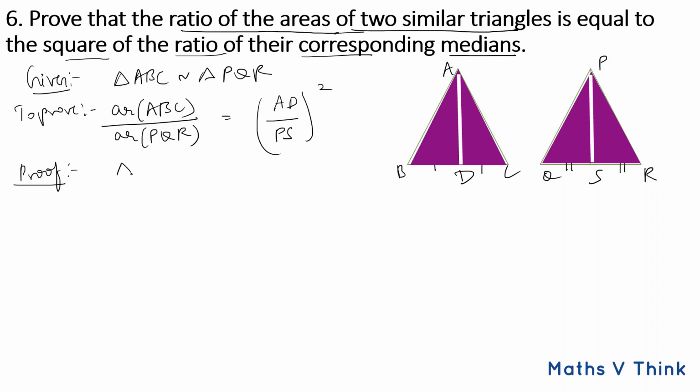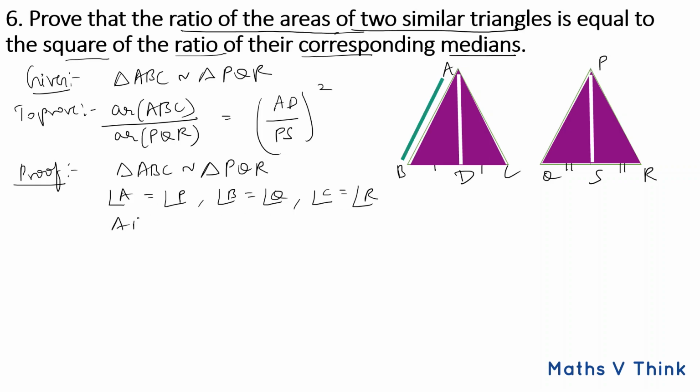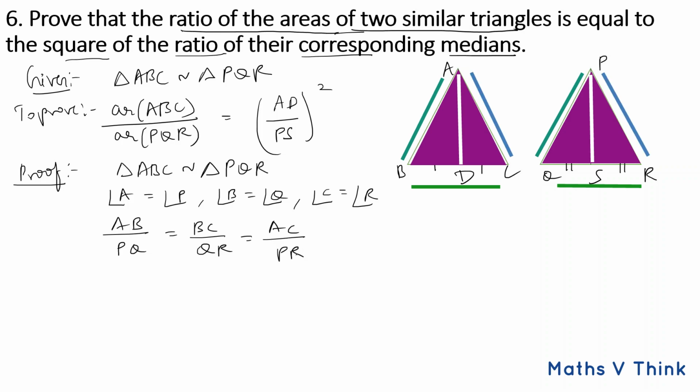First, we'll be taking triangle ABC is similar to triangle PQR. When these two triangles are similar, can I tell angle A is equal to angle P, angle B is equal to angle Q, and angle C is equal to angle R. Same way, the corresponding sides are proportional. So AB by PQ is equal to BC by QR is equal to AC by PR.